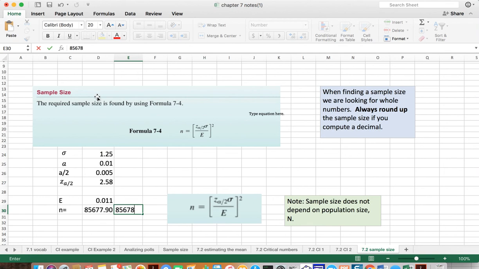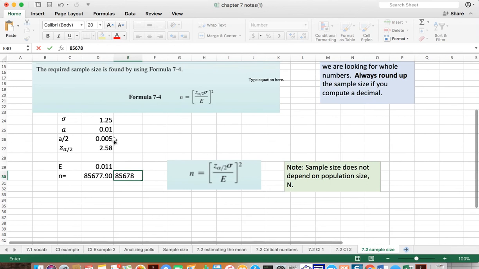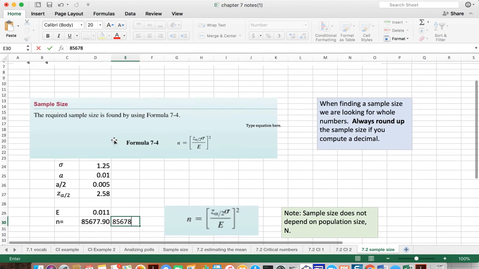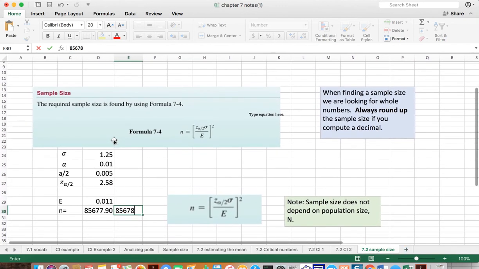85,678. Now, note that the sample size does not depend on the population size, and also note that sample sizes of over 10,000 really are not practical for a survey, and this is well over 10,000. So we would have to say that this is not a practical sample size, and we might have to rethink our strategy.